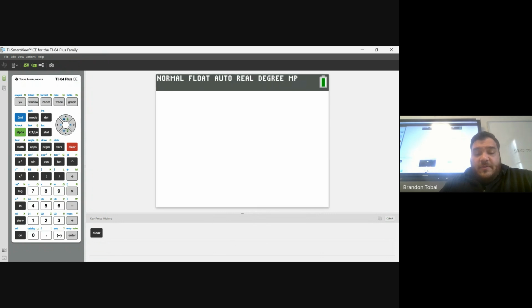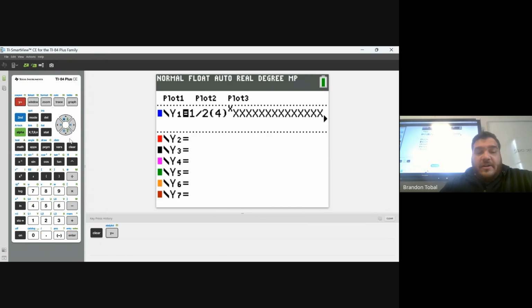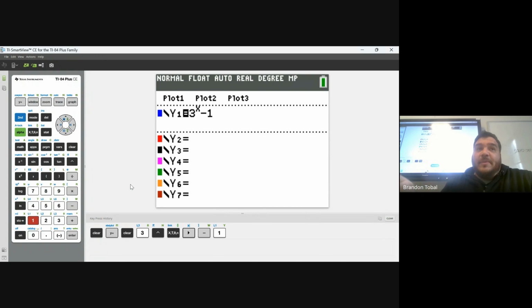So, for this one, the next one, what we're going to do is take the question that we had earlier, which is 3 to the x minus 1, and then we're going to plug that into y equals. Everything on the bottom here will show everything I click. So y equals, I'm going to clear that because I don't know what that is. It was 3 to the x power to the right minus 1. So 3 to the x minus 1. That matches the problem on the paper.